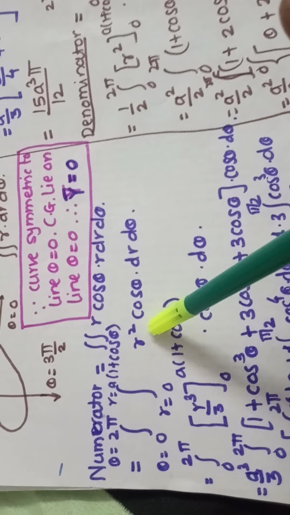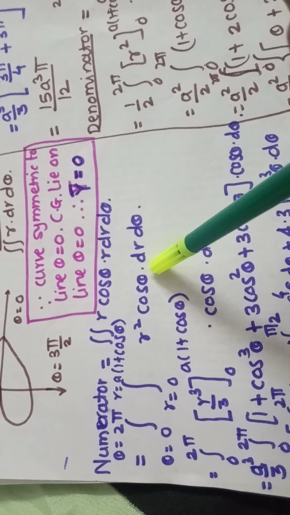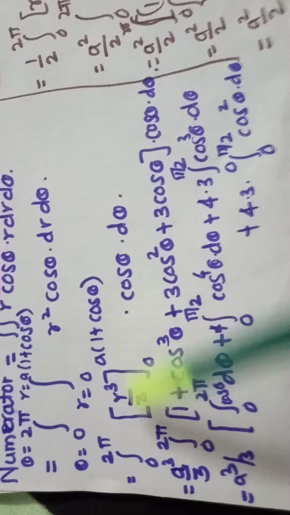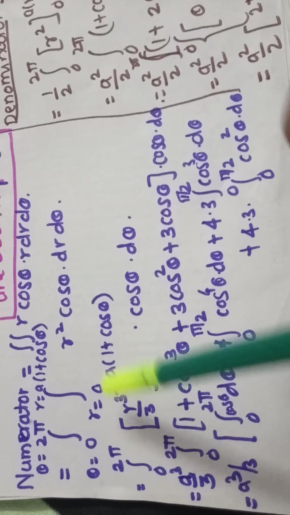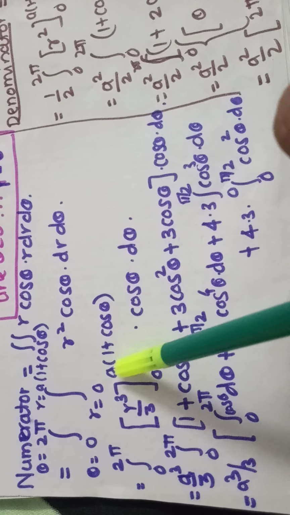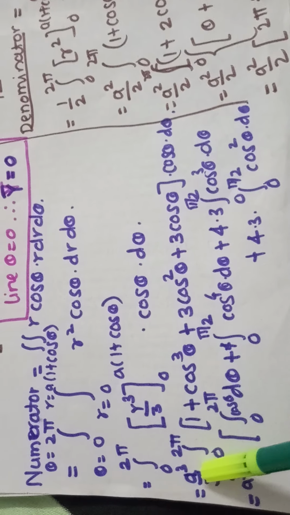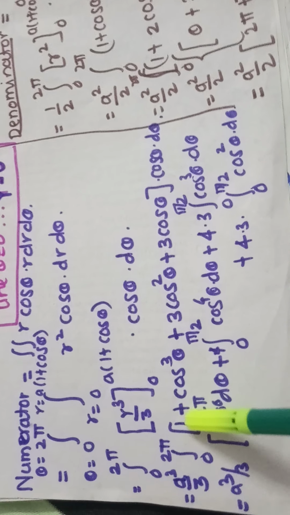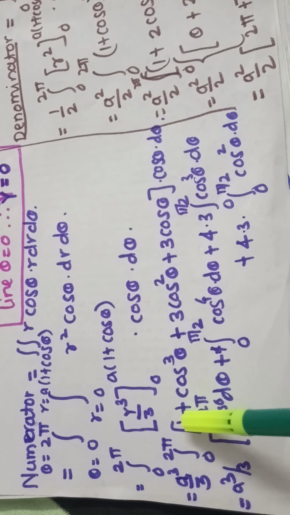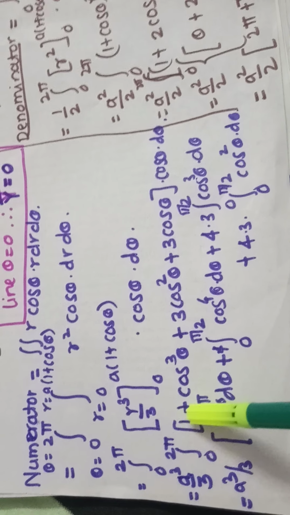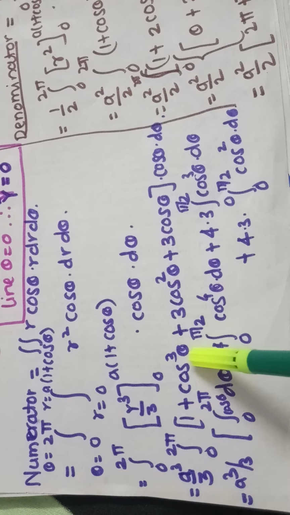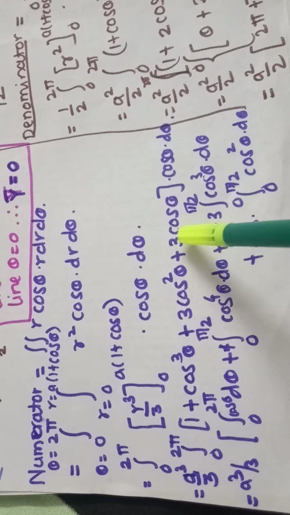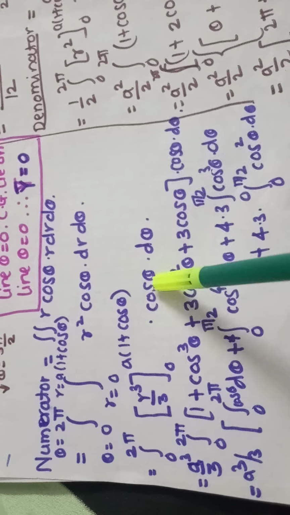Now, first we integrate r square with respect to r and then with respect to theta. The integration of r square is r cube upon 3 from 0 to a(1 plus cos theta). Taking 1 by 3 outside and putting the upper limit, we get a cube by 3 outside and (1 plus cos theta) cubed. Its expansion, using the (a plus b) cube formula, is 1 cube, then cos cube theta, then 3 cos theta, and 3 cos square theta, all into cos theta.